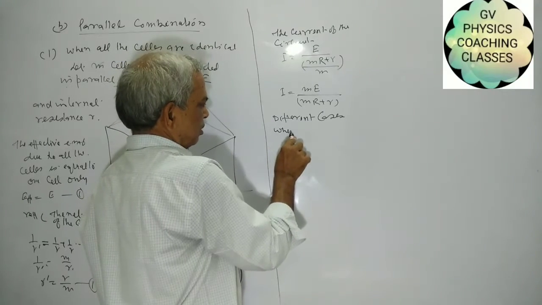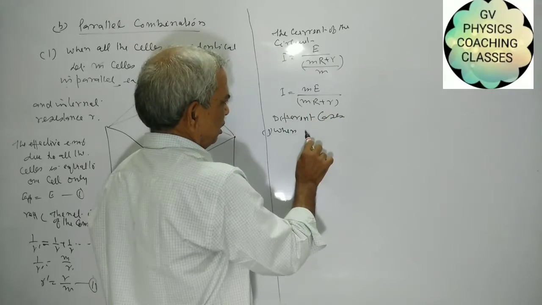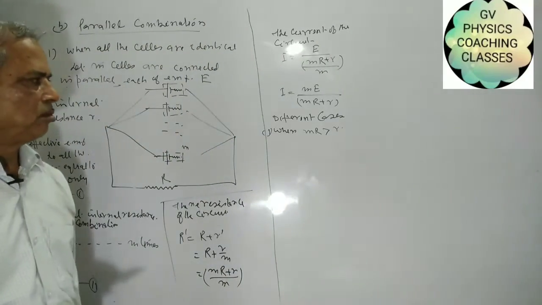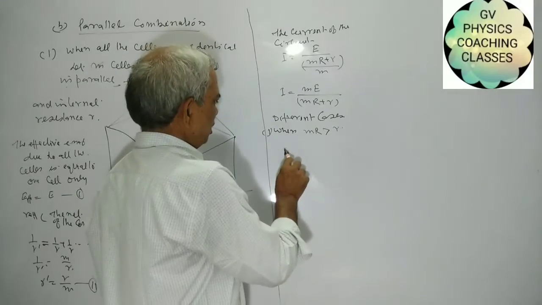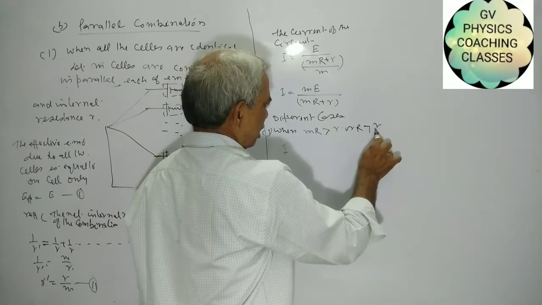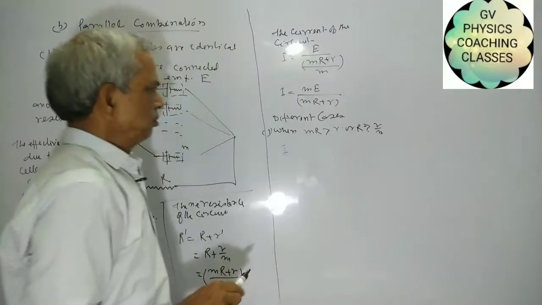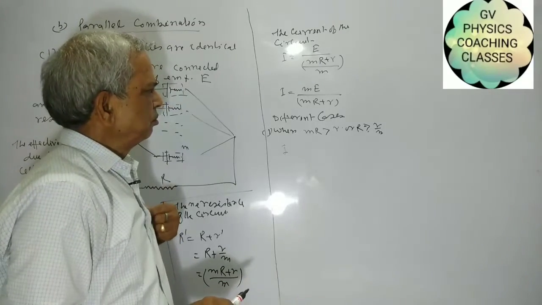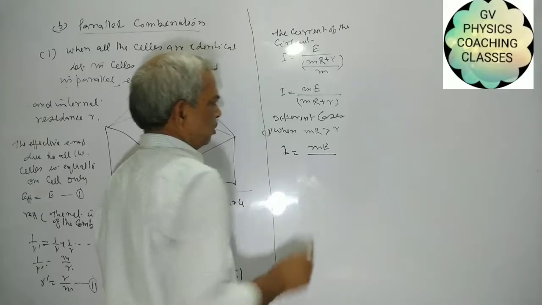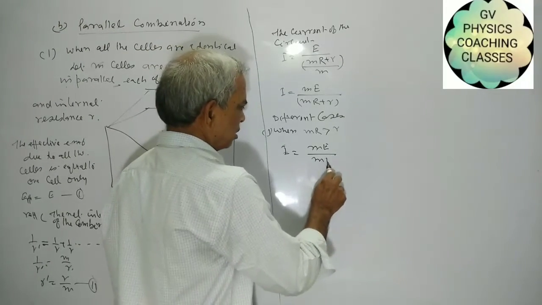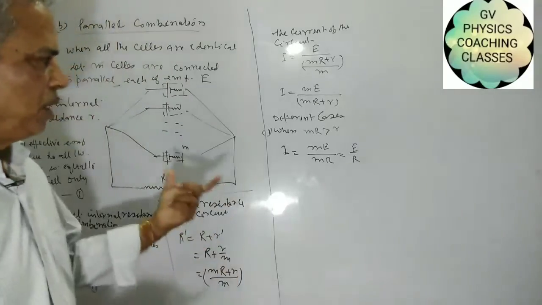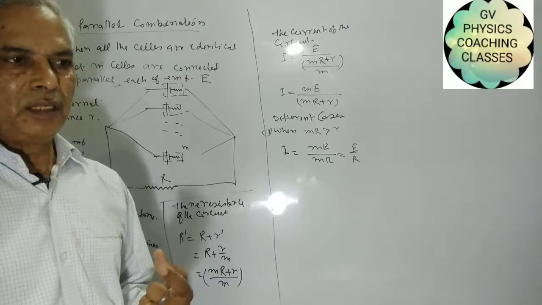Case first, when MR is greater than R, or we can write R is greater than R upon M. Then I is equal to ME upon MR, which means E upon R. The combination of the cells will give only the current that is equal to one cell.